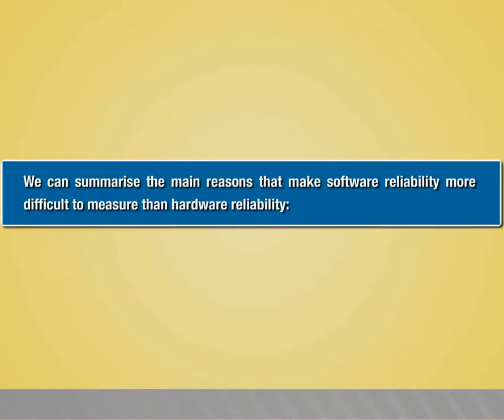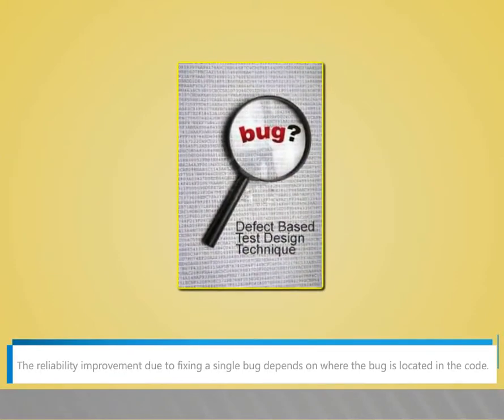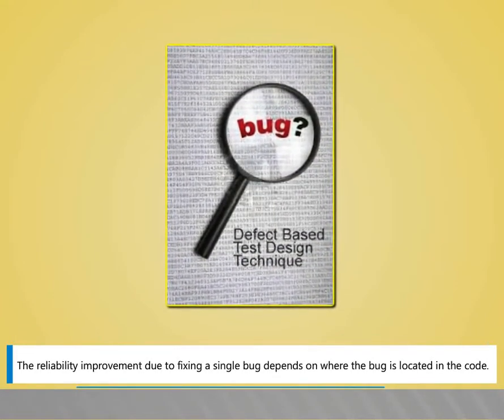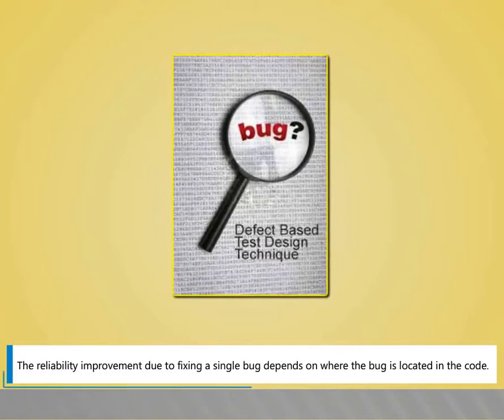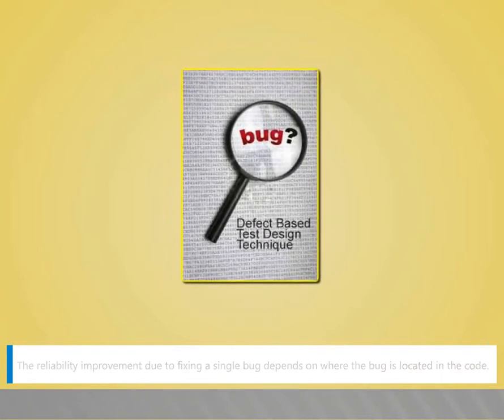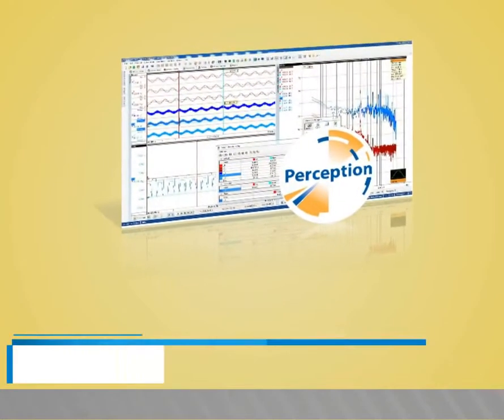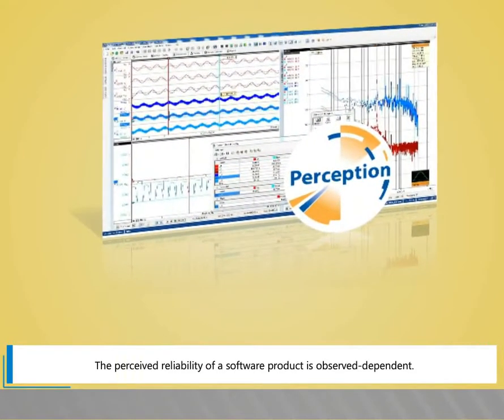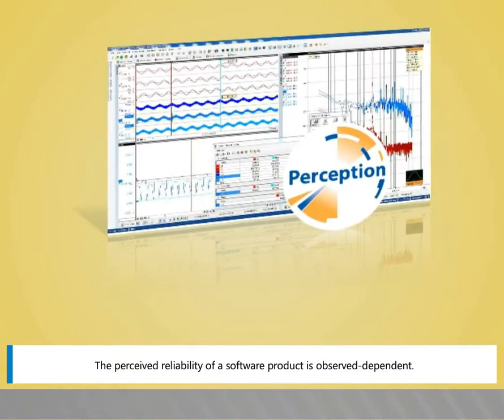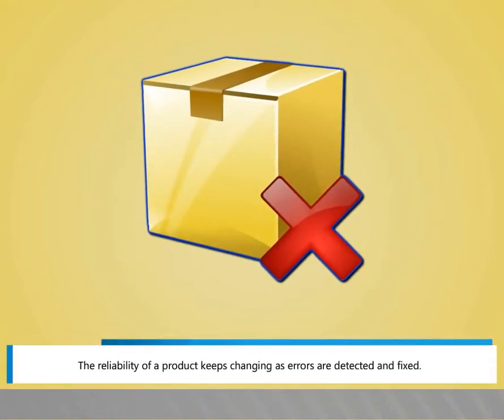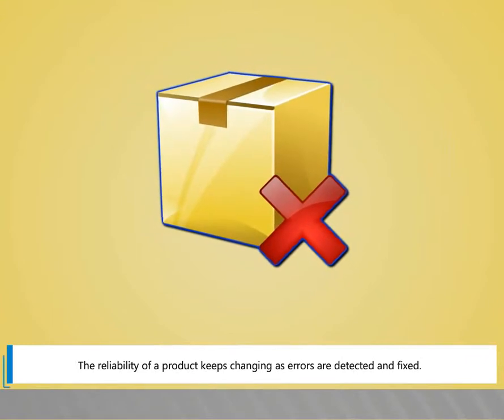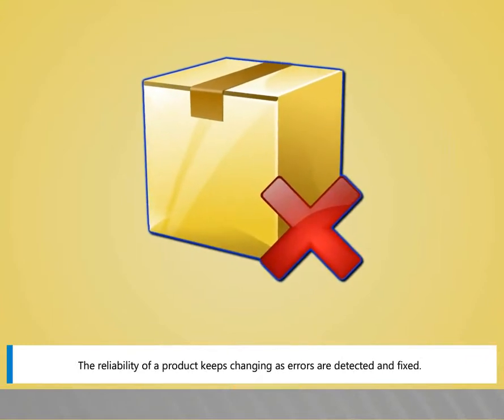We can summarize the main reasons that make software reliability more difficult to measure than hardware reliability. The reliability improvement due to fixing a single bug depends on where the bug is located in the code. The perceived reliability of a software product is observer dependent. The reliability of a product keeps changing as errors are detected and fixed.